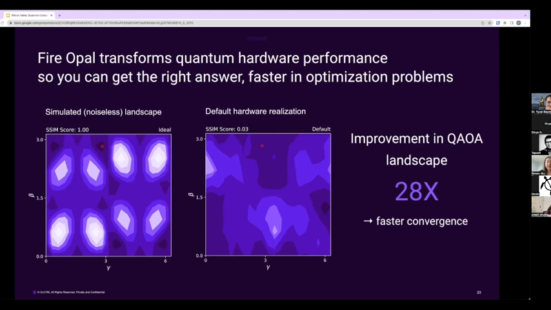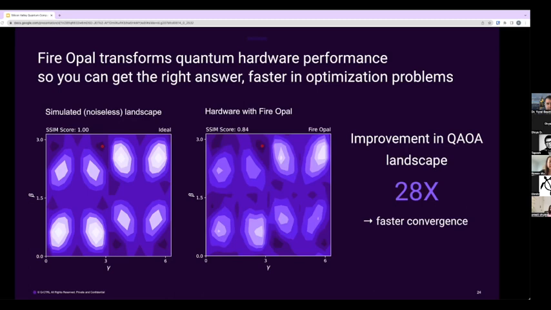FireOpal is able to optimize the quantum aspect of this quantum classical routine. And we can see this visual indication of just how much the performance is improving by showcasing the simulated cost landscape, which is basically just a visualization of what it means to get the actual lowest possible point within this optimization problem. And we see on the default hardware, the imagery is completely different from what we see in the simulated landscape.